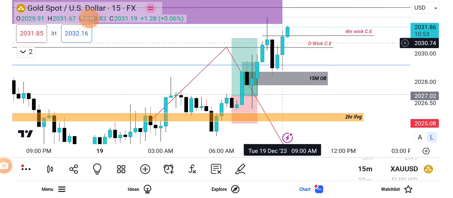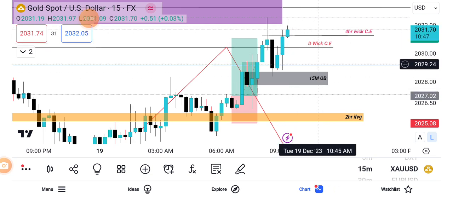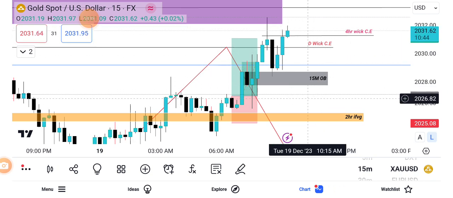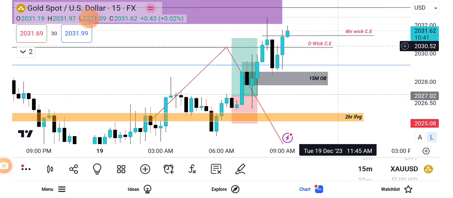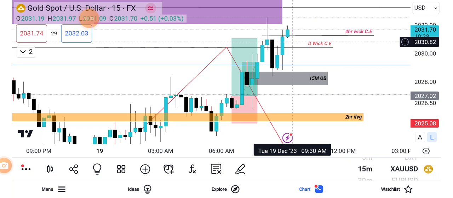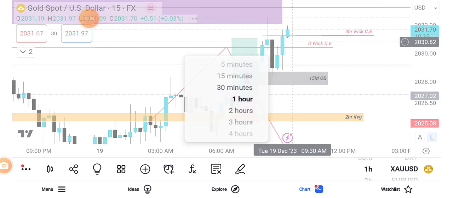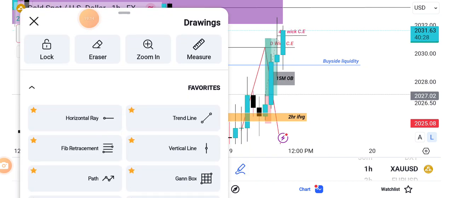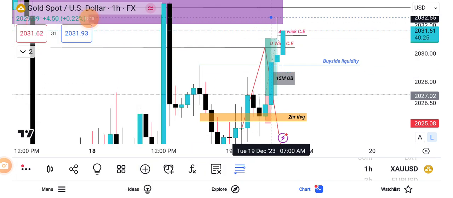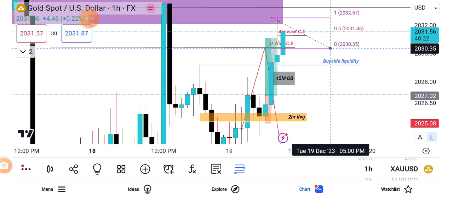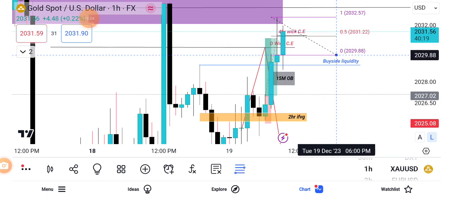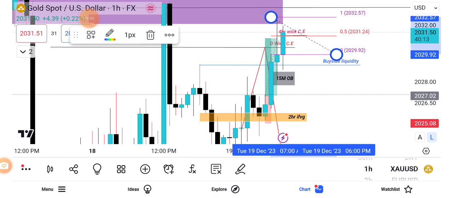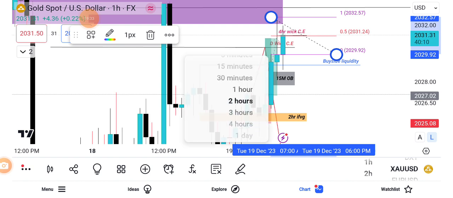candles close below this 4-hour wick. I don't want to see a candle close above. Then I'll be looking for confirmations for lower prices. Right, for now the 1 hour and the 4-hour wick constant encroachment has been tapped into. You can see I'll use again my fib tool from the high to the low. Yeah, you can see the 50 level matching with the 4-hour wick constant encroachment.